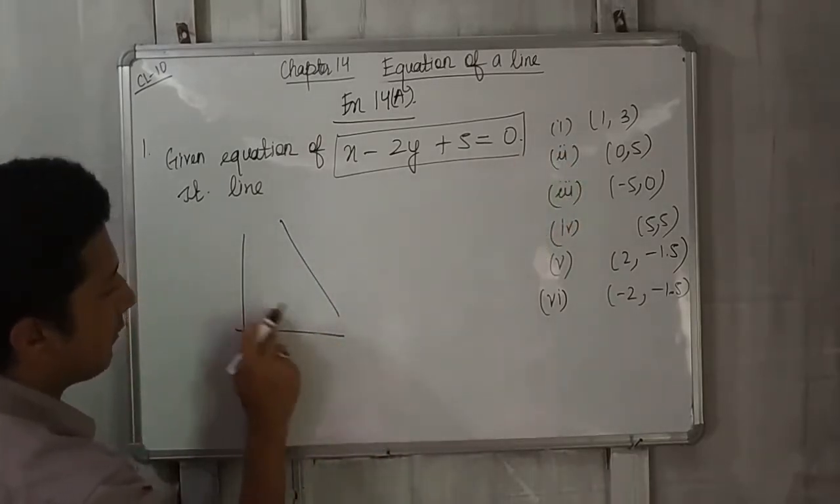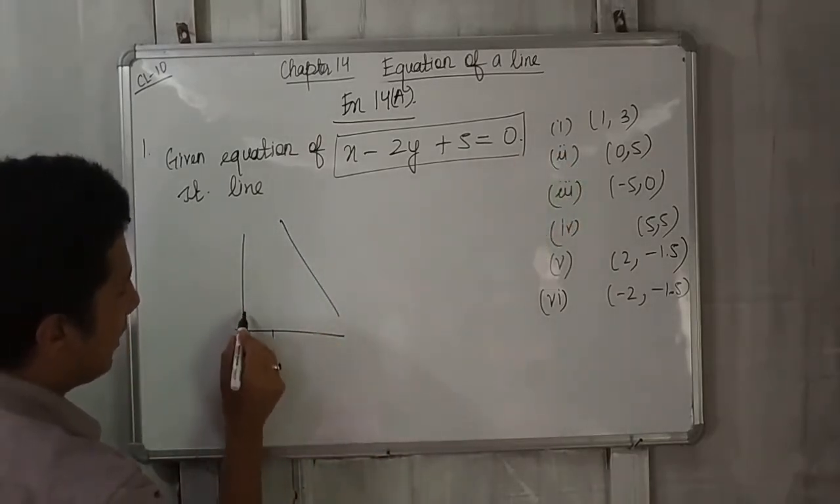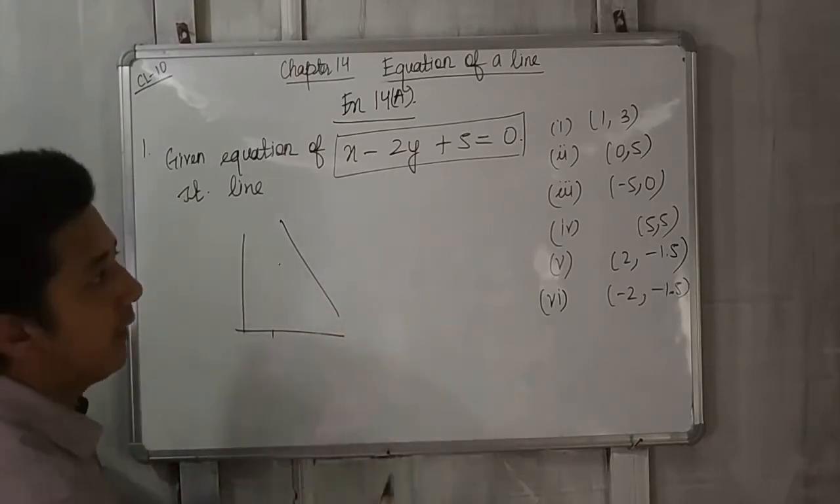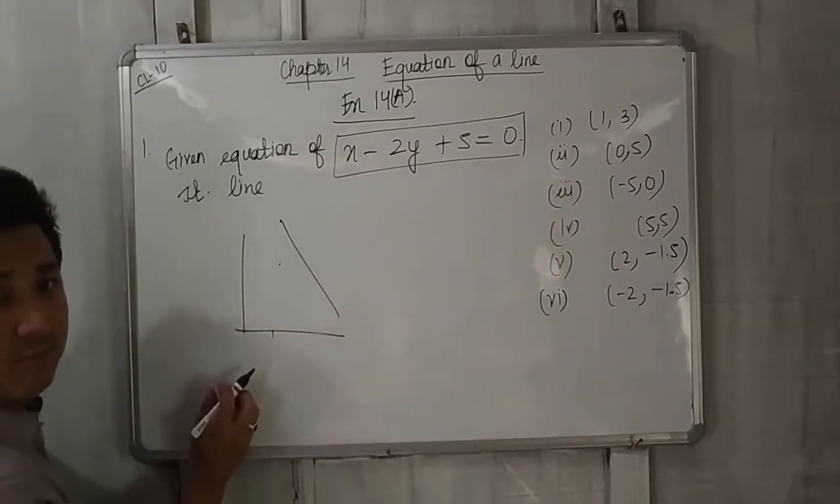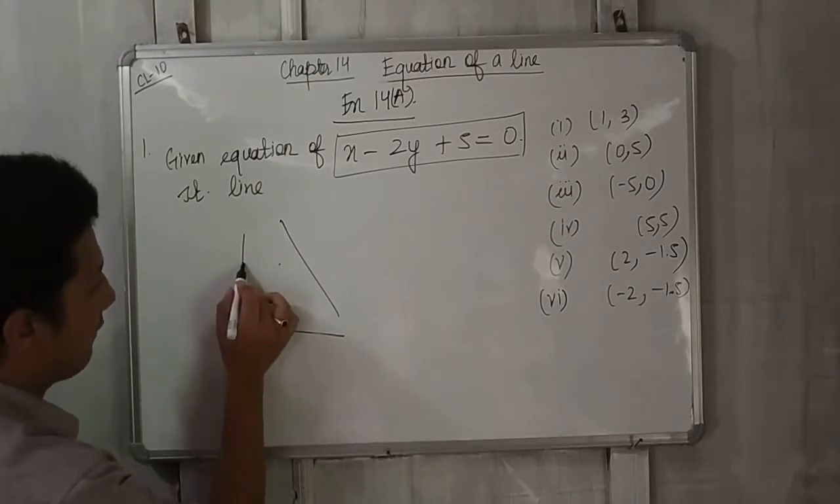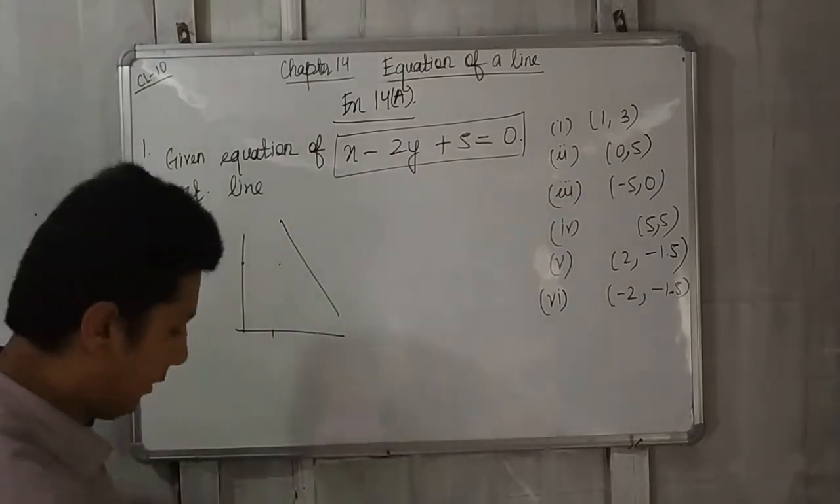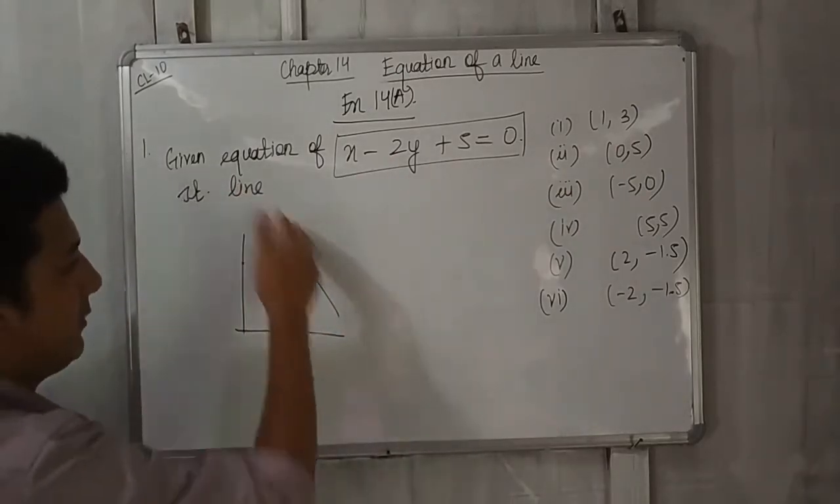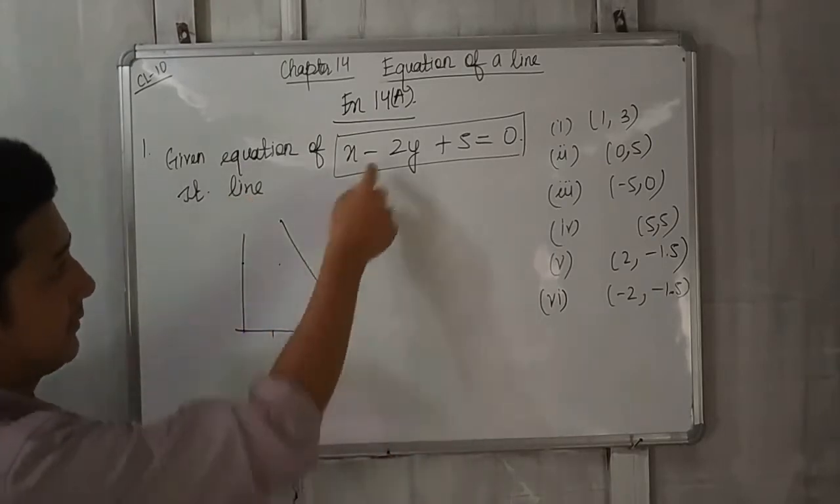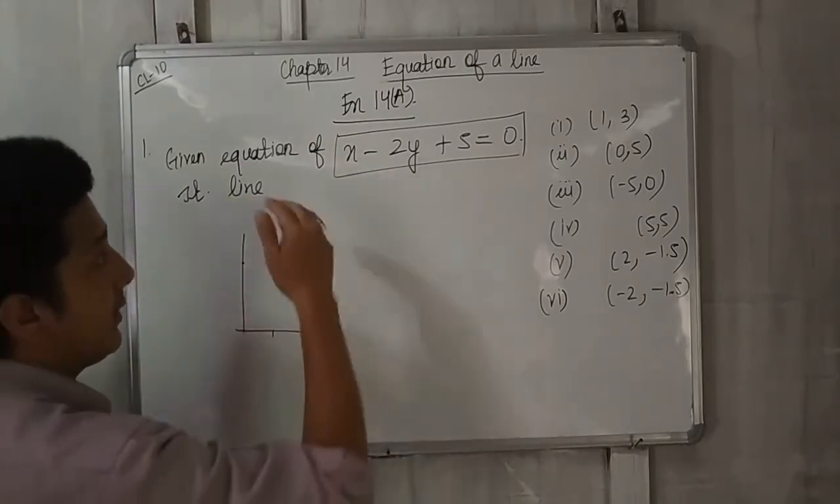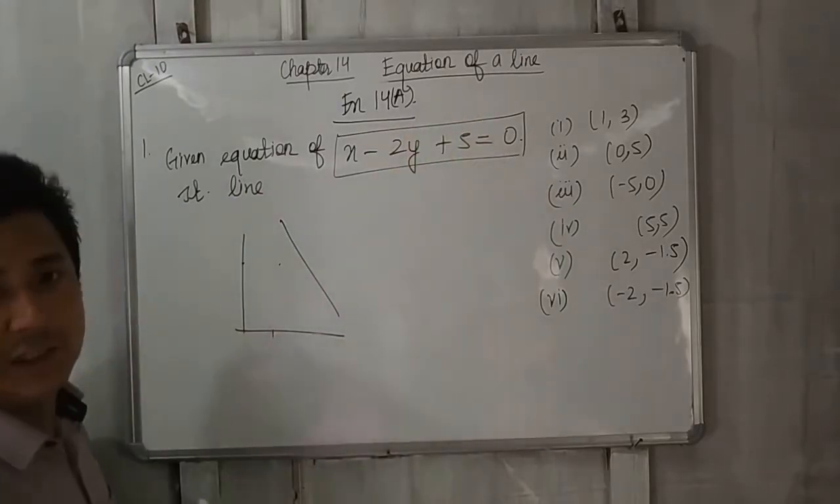Take (1, 3). 1 will be out here, and 1, 2, 3, so somewhere out here. Then (0, 5) means on the y-axis: 1, 2, 3, 4, 5, somewhere out here. Does it lie on the line? That we need to find. I have taken this line arbitrarily, so don't think that this is the straight line. Am I clear? Yes, it is a straight line, so hence it will be a linear equation.